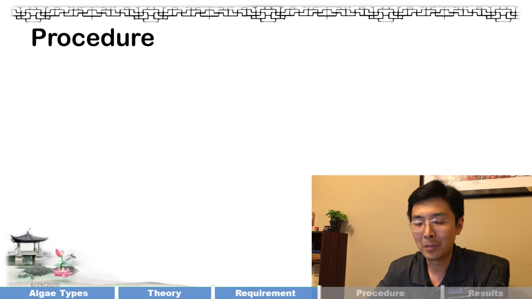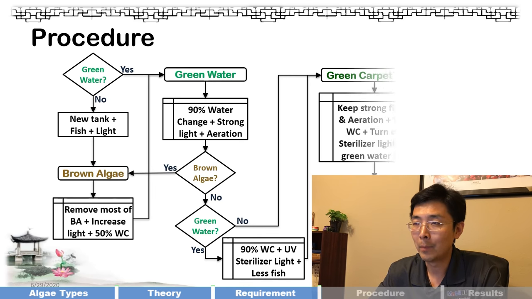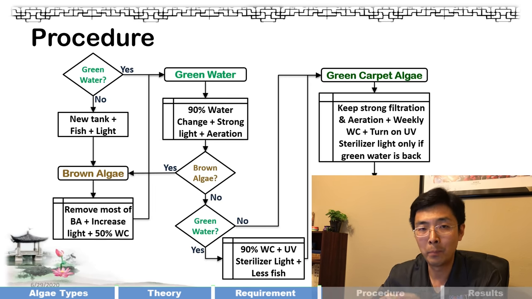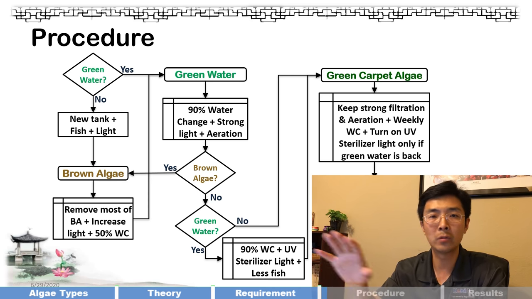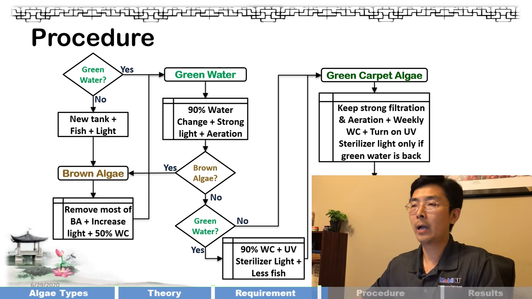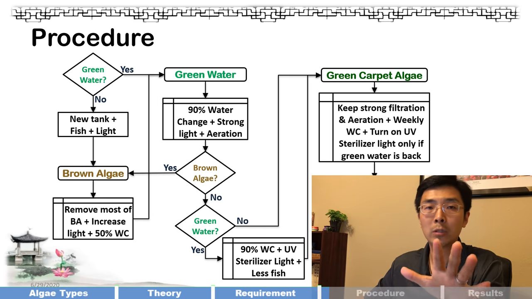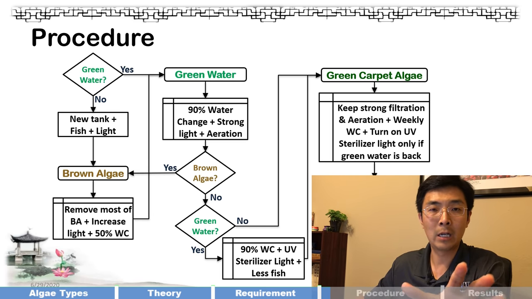Now you understand the theory of algae management. You understand what you need to create green carpet algae. Let's look at this. I hope this flowchart will not blow up your mind. As an engineer, I want to put everything on paper with a flowchart, so it's gonna be crystal clear to you, and also you can follow the chart if there's a problem. I'm gonna go through this with you. Bear with me, deep breath. This is not something you cannot understand.